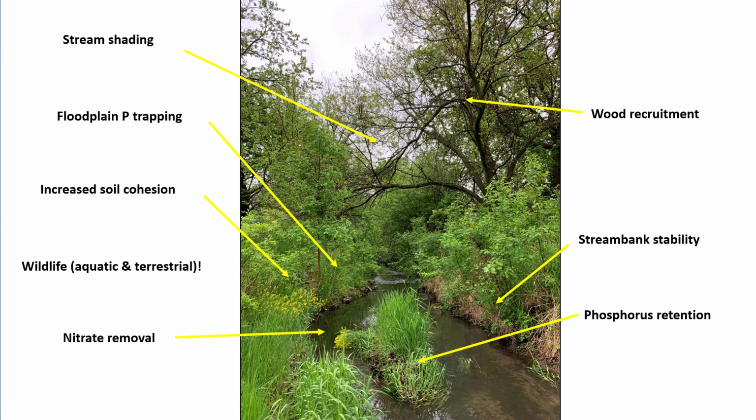Again, woody recruitment from the canopy, very good in shaping the channel, aquatic habitat, slowing down flood velocities. And again, I get it. I'm living on planet Earth here. Some wood jams can be an issue in rural or in urban areas. But again, I just want to point out that there is value in wood in our urban streams. Stream bank stability, phosphorus retention, all these really good things.